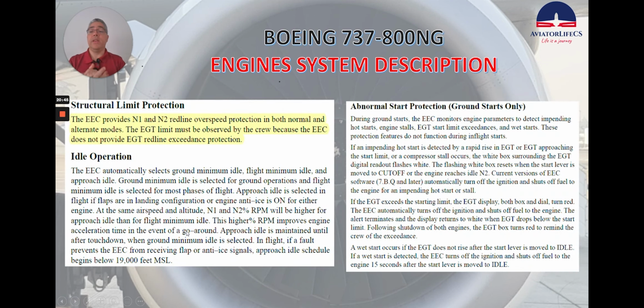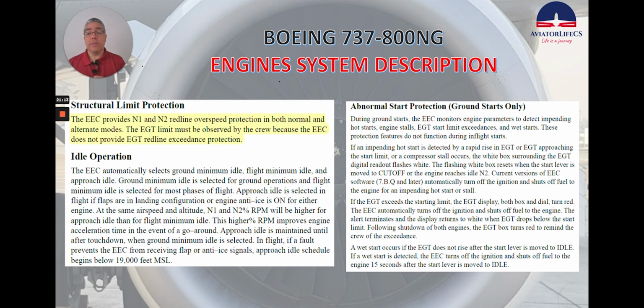Okay, to complete today's video, we'll be talking about some of the protections we have, and we'll start with the structural limit protection. The EEC provides N1 and N2 red line overspeed protection in both normal and alternate modes. The EGT limit must be observed by the crew because the EEC does not provide EGT red line exceedance protection.